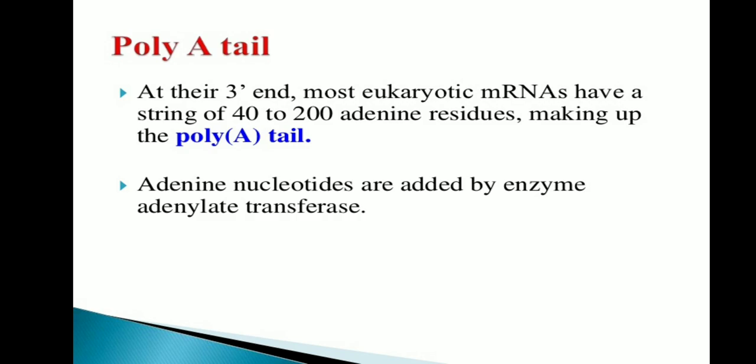Okay, and why do we call it a tail? Because at the tail region, at the 3 prime end region, continuous adenines form, that's why it is called a poly A tail. At their 3 prime end, most eukaryotic mRNAs have a string of 40 to 200 adenine residues, making up the poly A tail. The adenine nucleotides are added by the adenylate transferase enzyme, which adds continuous adenine, adenine, adenine at the 3 prime end.